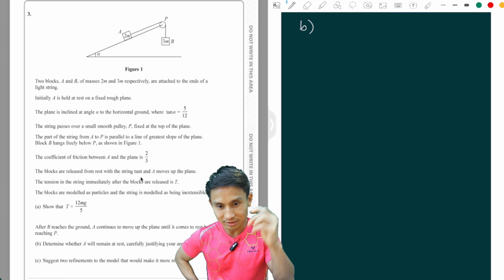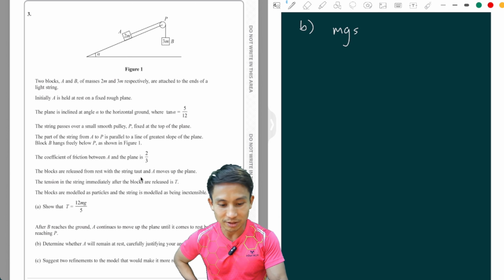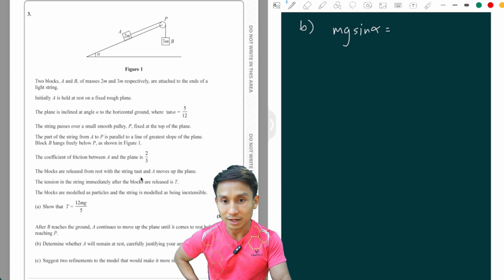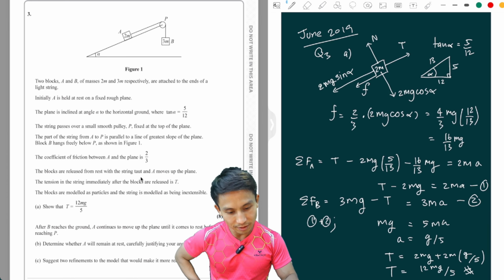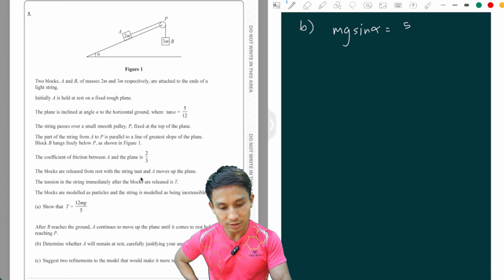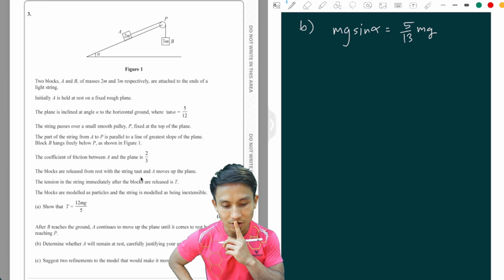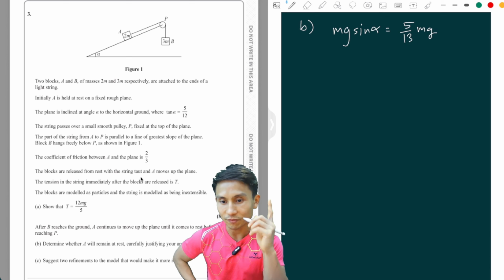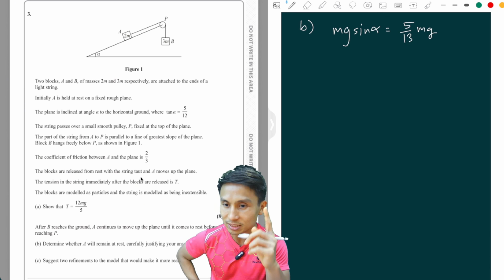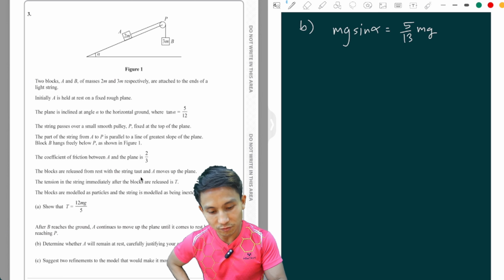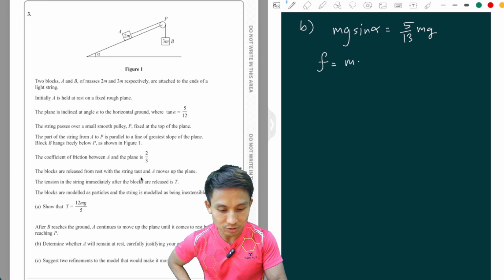So when it stops, the weight component is still mg sine alpha. Yeah, so that's just sine alpha was what? 5 over 13, right? So that's the weight component. Yeah, and the friction, right? The coefficient of friction. So we can use the same coefficient of friction here, which is 2 over 3. So friction F equals mg.